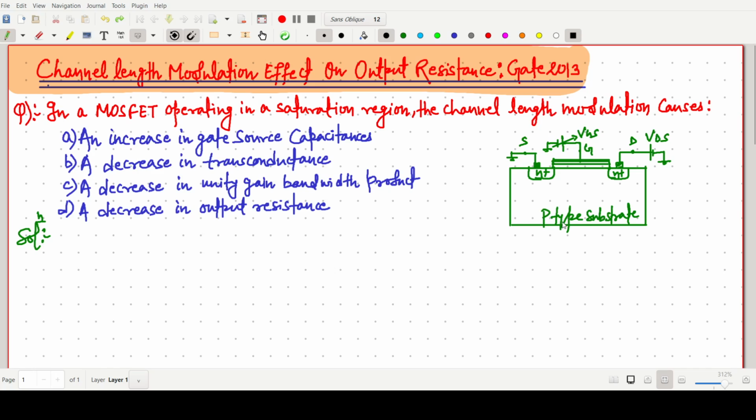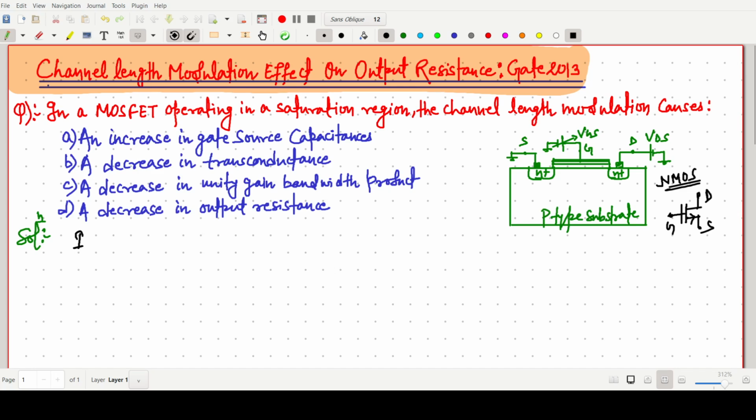So I have made a MOSFET, which is basically our NMOS, where we are taking a P-type substrate. So this one is gate, drain, and source. It is clearly mentioned that when the MOSFET is operating in the saturation region, it also causes the channel length modulation.